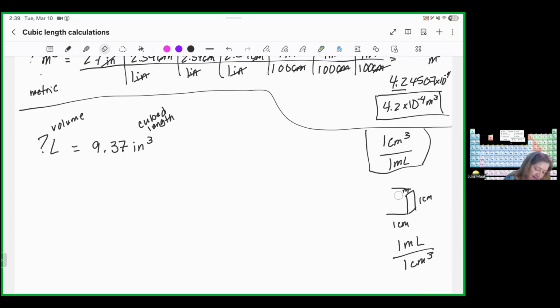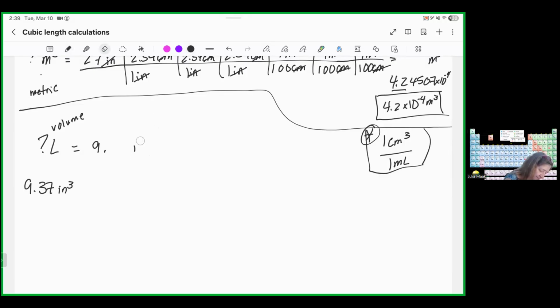Okay? So that's our relationship. Anytime we're going between a cubed length and a volume, this is the conversion that we know to get between the two. So I need to turn my cubic inches into cubic centimeters. To give myself space, I'm actually going to come down here. So I'm going to go first to cubic centimeters so I can use this to get over to my milliliters to liters.